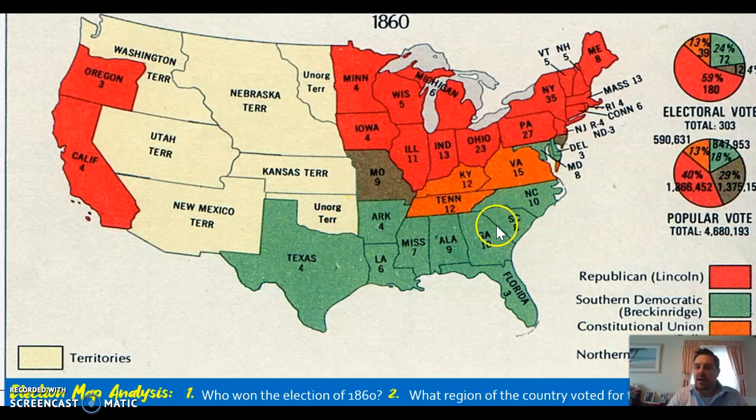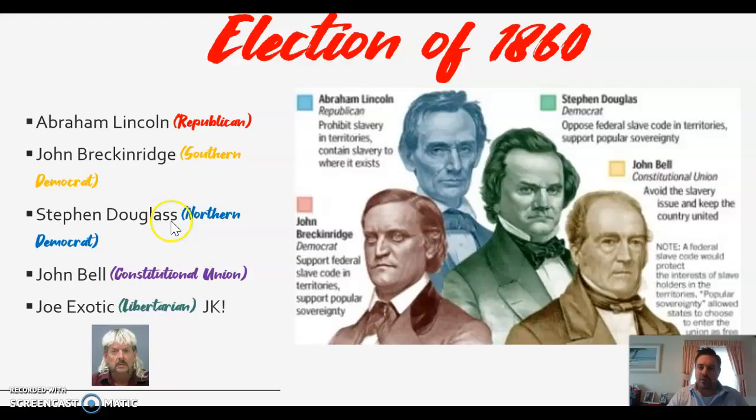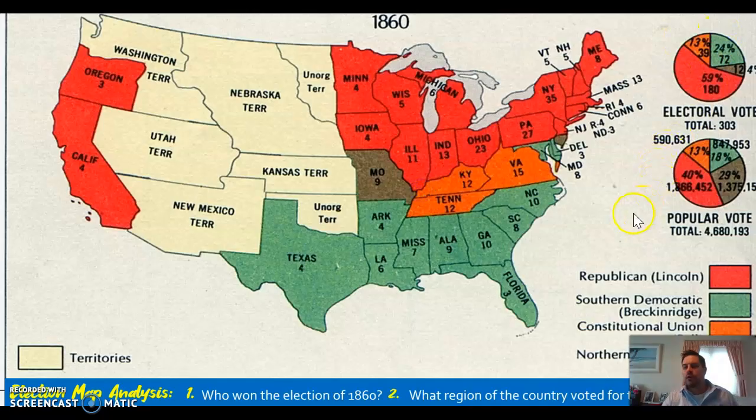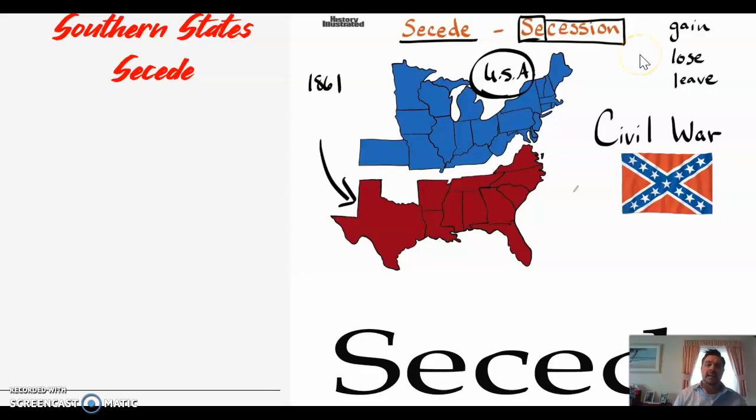Here's Stephen Douglas. But you can really see the divide. Look at northern states, they vote Lincoln. Southern states vote for Breckinridge. And the election of 1860 is what will eventually lead to the southern states seceding from the Union. Most southern states, all southern states, didn't even have Abraham Lincoln on their ballot.